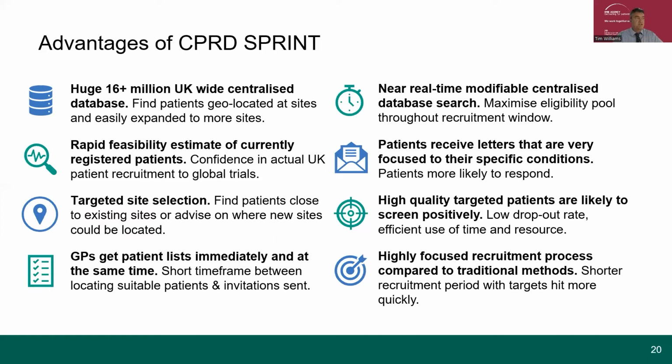We have a large database. We can geolocate sites. We can do rapid feasibilities, which can be very useful to quickly and inexpensively find out whether this is going to be an easy ask to find these patients, and may help with bidding for numbers of patients in global trials. We can target site selection, and GPs, as soon as they've signed up and we've run the queries, can instantly get these lists and start working on them immediately.